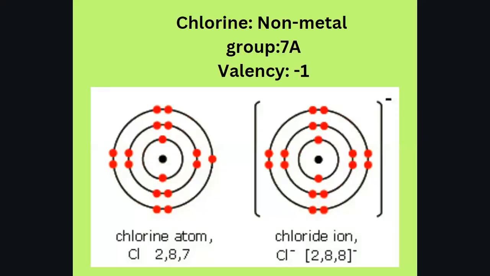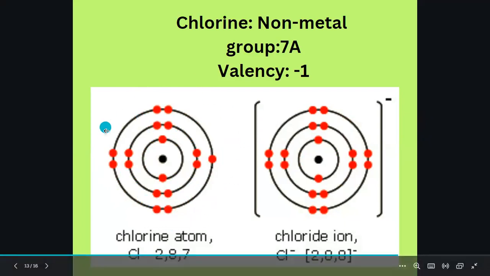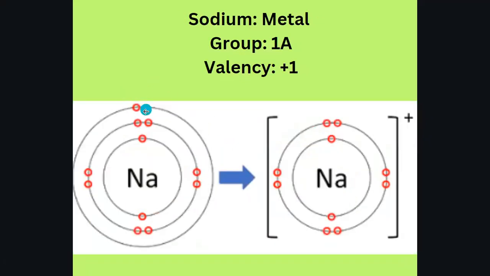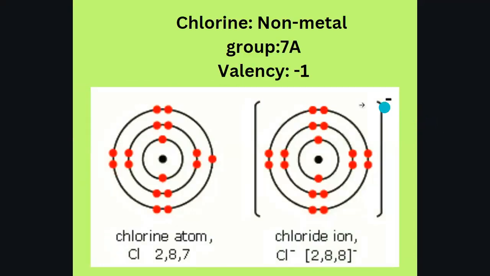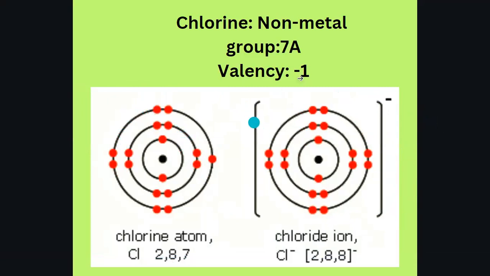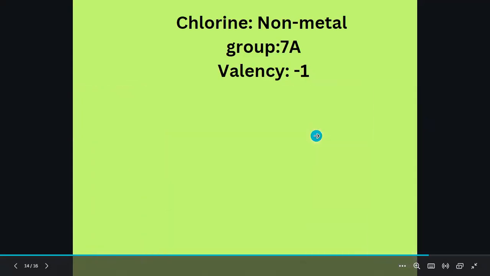Now here, I have a chlorine atom that contains 7 electrons in its outermost shell. So in order to complete its octet, how many electrons would it need? It will need 1 electron. So where does it gain its 1 electron from? Obviously, it will gain it from the sodium metal that has lost its 1 electron, becoming positively charged, and it is giving its 1 electron to chlorine. In this case, chlorine is gaining 1 electron from sodium, creating a negative charge on itself and becoming a chloride ion in order to complete its octet.